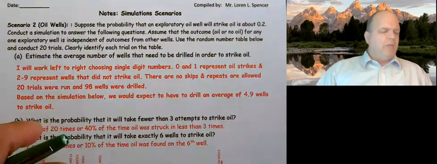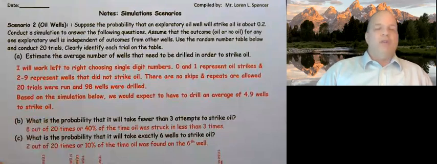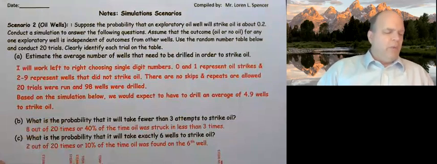Today we're working on simulation scenarios, and this is the oil well scenario. Suppose the probability that an exploratory well will strike oil is about 0.2, in other words, 20% of the time. Conduct a simulation to answer the following questions. Assume that the outcome, oil or no oil, for any one exploratory well is independent. In other words, one doesn't depend on the other wells.